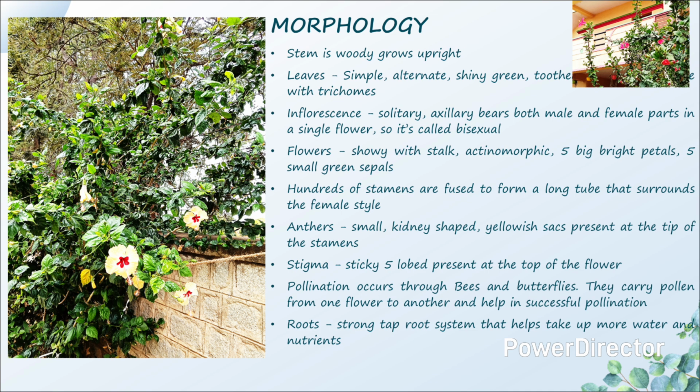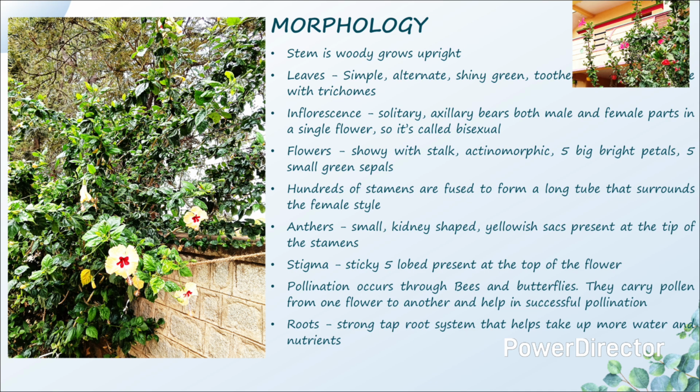Flowers are showy with stalk, actinomorphic, and have 5 big bright petals and 5 small green sepals. Hundreds of stamens are fused together to form a long tube that surrounds the female style, making pollen easy for pollinators. Anthers are small, kidney-shaped, yellowish sacs present at the tip of the stamens. Stigma is sticky, five-lobed, present at the top of the flower, designed to catch and drop the pollens.